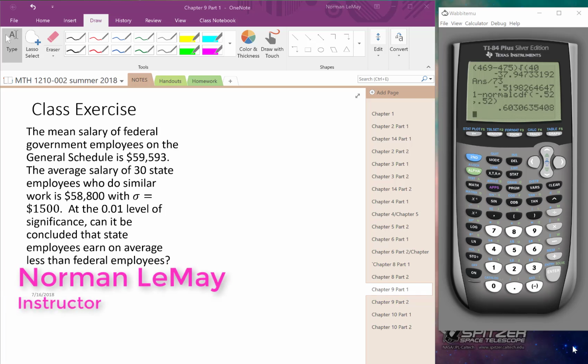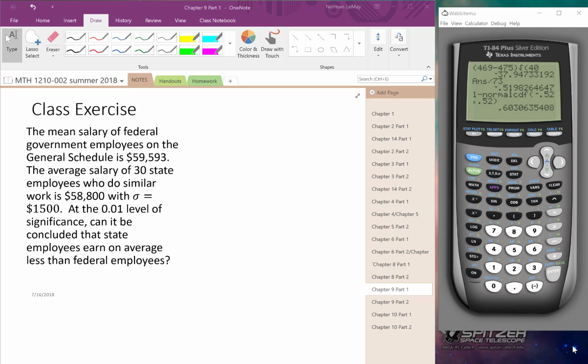The average salary of government employees on the general schedule is $59,593. The average salary of 30 state employees who do similar work is $58,800, with sigma equals $1,500. At alpha equals 0.01 level of significance, can it be concluded that the state employees earn on average less than the federal employees?